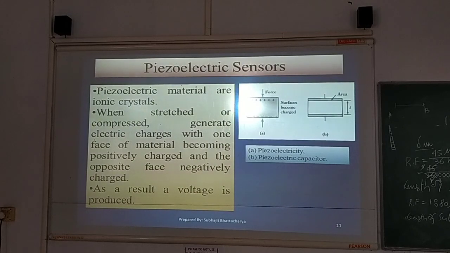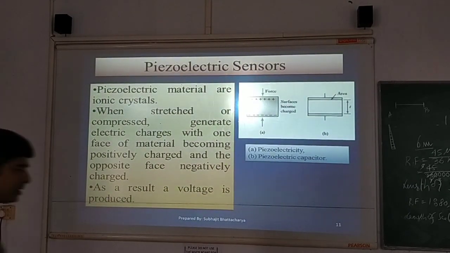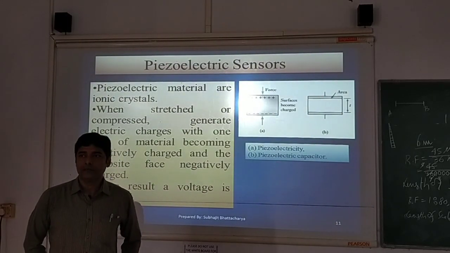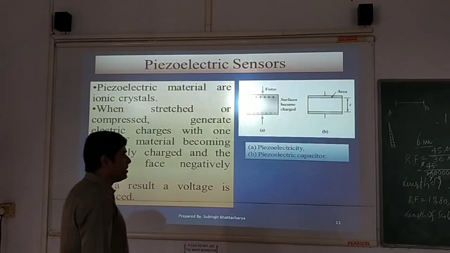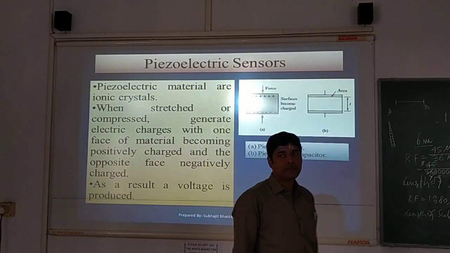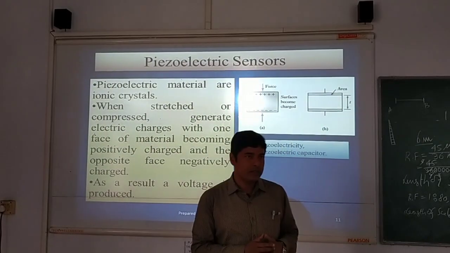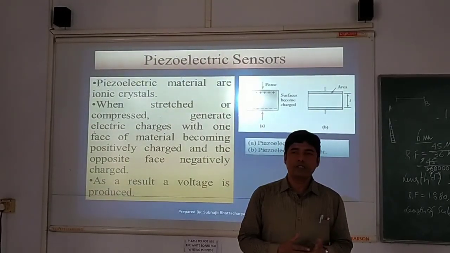Piezoelectric sensor. Does anybody know what is piezoelectricity? Anybody? What is piezoelectricity? There are some materials, some crystals, which are known as piezoelectric materials, or which show piezoelectricity.